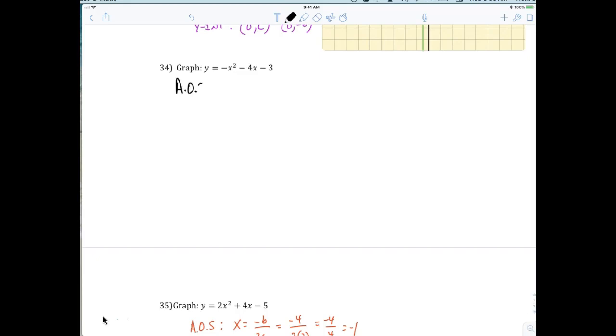Axis of symmetry: x equals 4 over 2 times -1. So everybody agree that's -2? So y equals negative (-2) squared minus 4 times -2 minus 3.